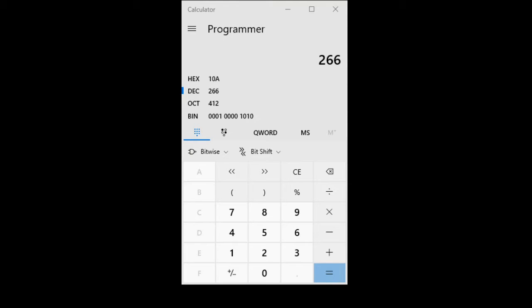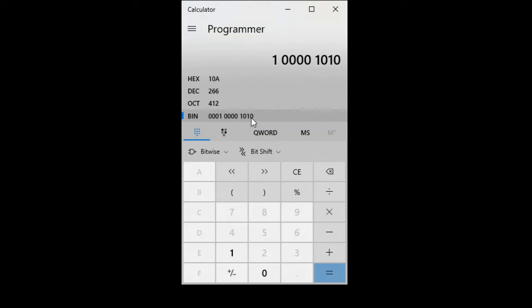Let's look at it with the scientific calculator. The number 266, if I convert it into hexadecimal, which is base 16, is 10A. In decimal, it's 266. And in octal, which is base 8, it's 412. And in binary, as we converted earlier, there are leading zeros, which are not considered. So you have the first bit here, 1 0 0 0 0 1 0 1 0. So this number in binary is equal to this number in decimal.